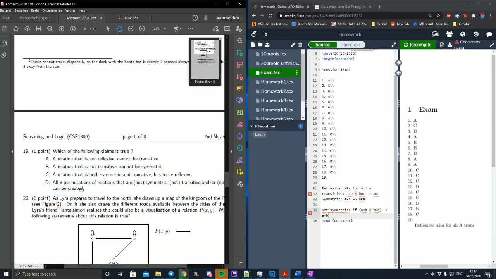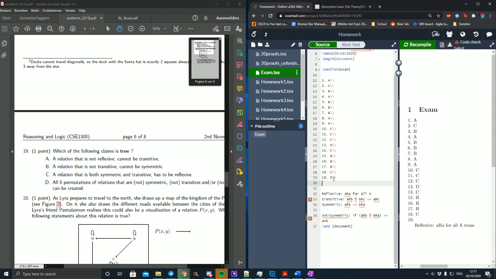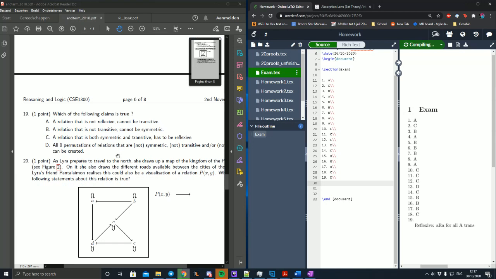Okay, so with this knowledge, we will go back to 19. Which of the following claims is true? A relation that is not reflexive cannot be transitive. Well, that's false. A relation that is not transitive cannot be symmetric. Well, that's false too. A relation that is both symmetric and transitive has to be reflexive. That's also false. I think D is true. Yeah, I think so as well. We can build relations with all of these, so there has to be a possibility where it's true.